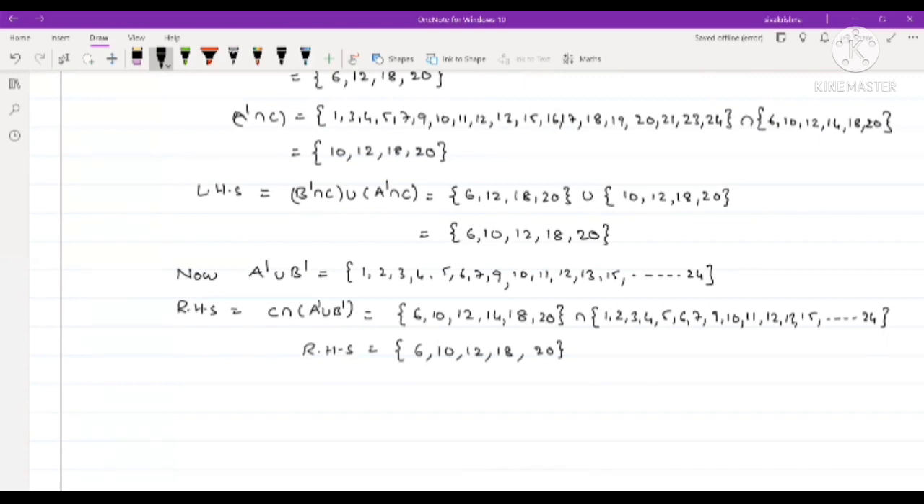If you observe LHS and RHS, both the sets are same. Therefore, we can write LHS is equal to RHS. It means the condition B dash intersection C union A dash intersection C is equal to C intersection of A dash union B dash. Hence the second bit is proved.